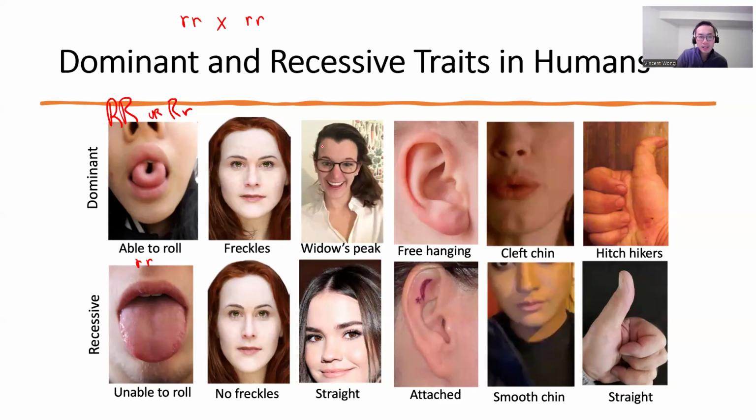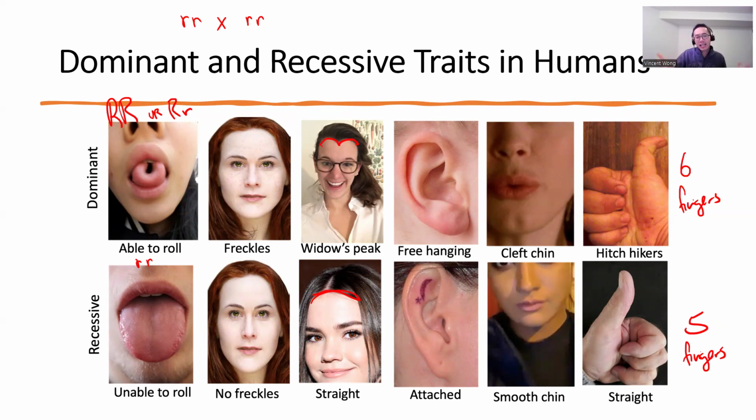Hairline: this is called widow's peak, and this is called straight. Widow's peak is dominant. Then there is free-hanging earlobe versus attached, and cleft chin. If you're able to bend your thumb back, it's called a hitchhiker thumb. If you cannot do it, then it's recessive. Fun fact: if you have five fingers, this is recessive. If you have six fingers, that's dominant. Some people do have six fingers, actually.